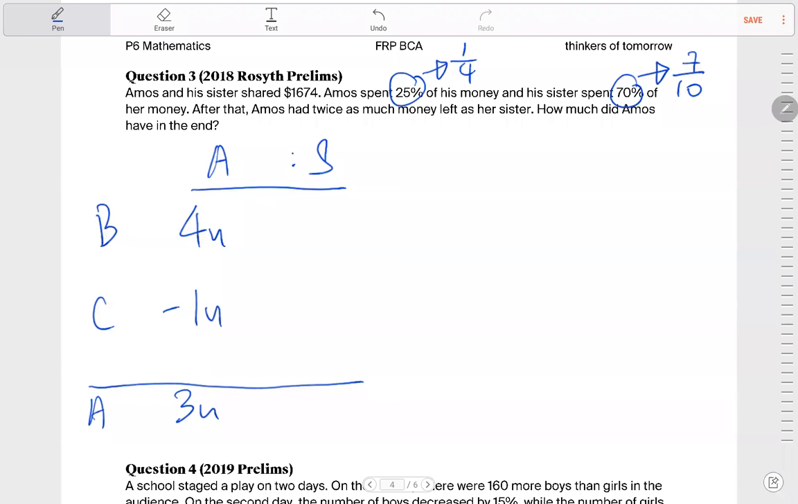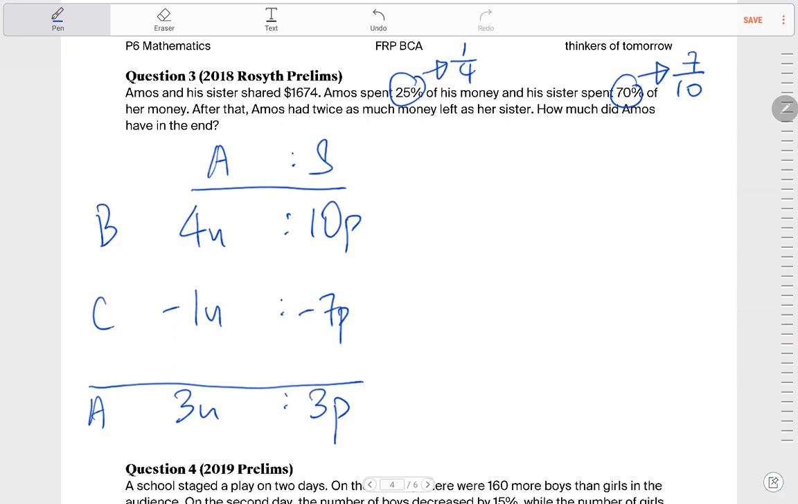Now, the proportion is actually given vertically downwards. Okay, so the sister spent 7/10, which means, again, I can allow sister to be 10p, right? Since it's 7 over 10, I'll let sister be 10p. The change here would be the 7p, and sister will have an after of 3p.